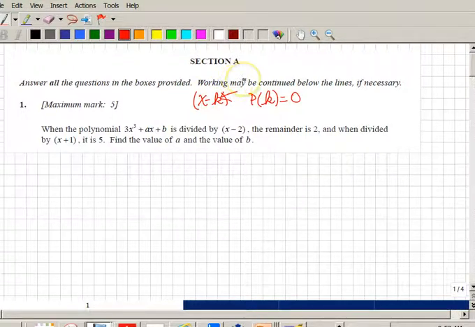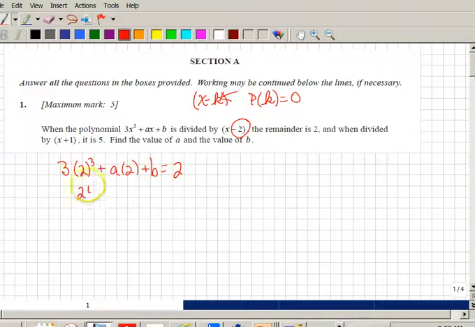So what we're going to do here is use that fact, and we know that x minus 2 is the divisor, and the remainder is 2, so I'm going to substitute 2 in for x. So 3 times 2 cubed plus a times 2 plus b, the remainder is going to be 2. Okay, so we can clean that up. That's 3 times 8 is 24 plus 2a plus b. And so I'm going to have 2a plus b equals negative 22. Now I've got 2 variables. I'm trying to find a and b, so I need another equation.